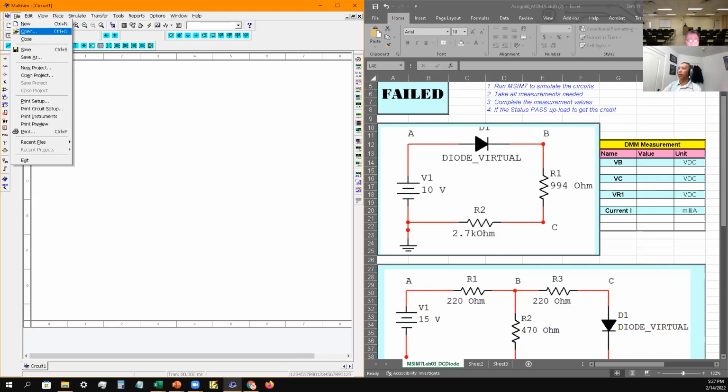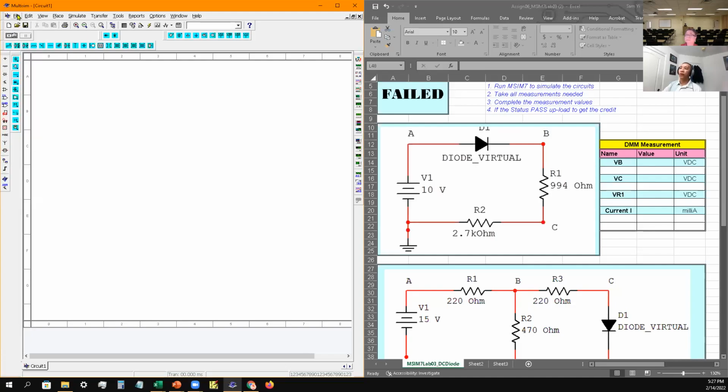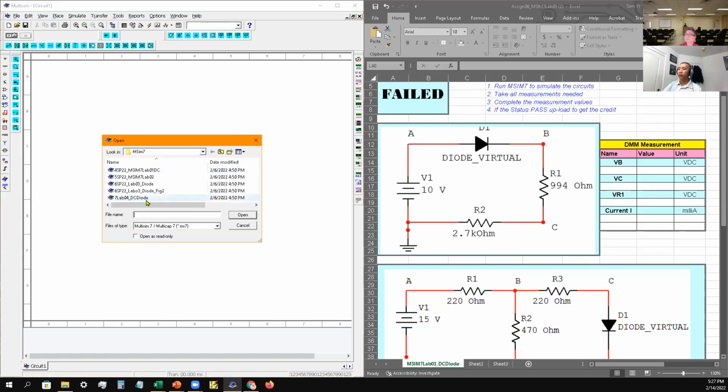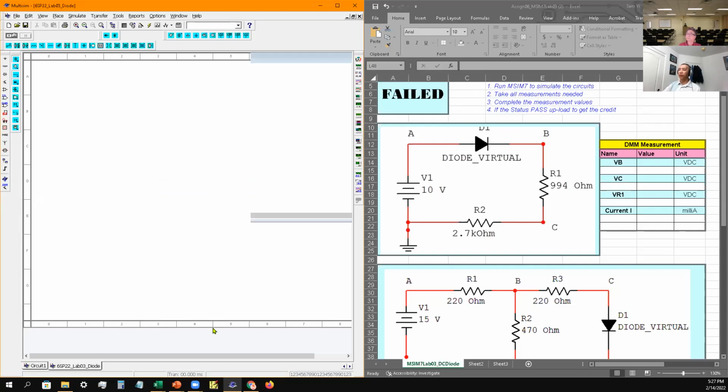The simulation. Okay, so I'm going to open up my simulation. Open this one, assignment 3, the diode. So figure 1 and figure 2. I'm going to look at figure number 1. Okay, so this is figure number 1.